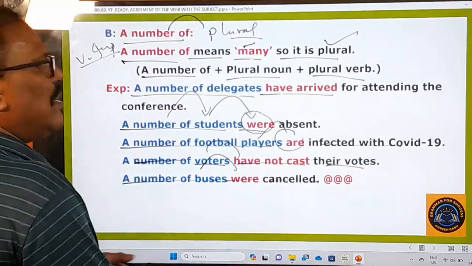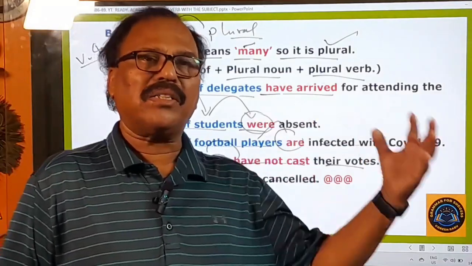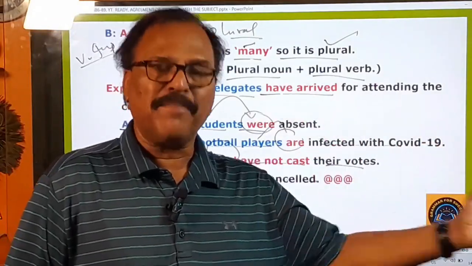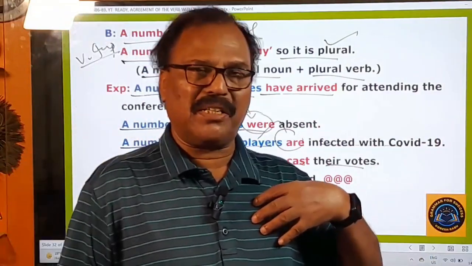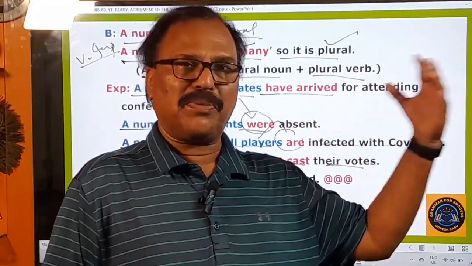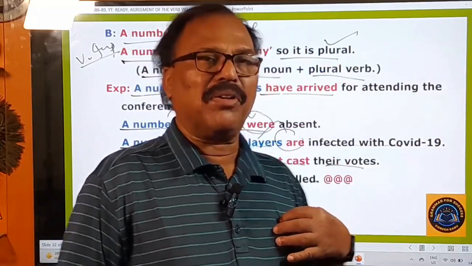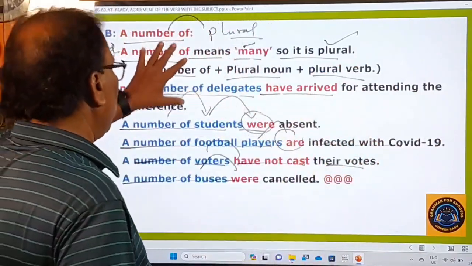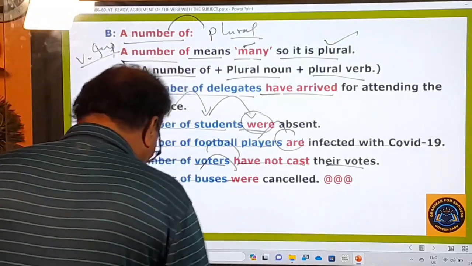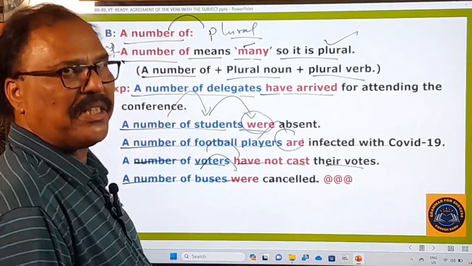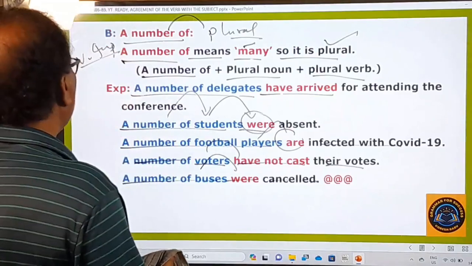So in this way, "the number of" indicates quantity or amount, therefore it is singular, and "a number of" means many, and therefore it is plural. Therefore it is always used with a plural verb. Please keep these two points in your mind, and they are very, very important from the point of view of all your competitive examinations. Now let's move on to the next rule.